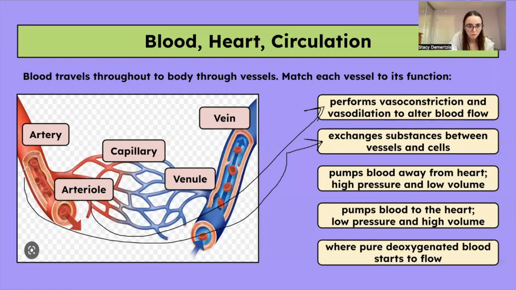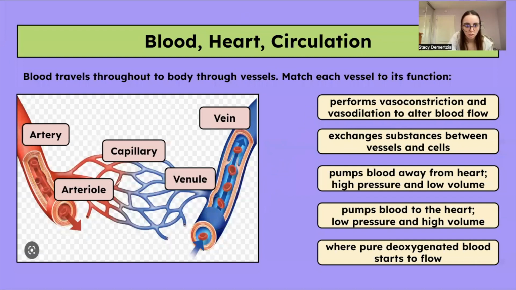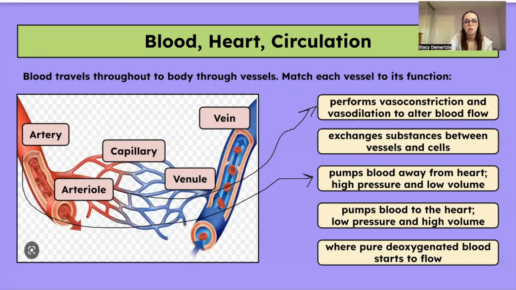So let's see if I can draw that here. Okay, so that's our artery. So we got arteries and arterioles. Oops, sorry, I put it on the wrong one. Okay, so arterial has the vasoconstriction, vasodilation. Artery has high pressure and it's pumping blood away from the heart. All right, let's do what's easier to type. I'll list the function and then I'll have you guys list the vessel.